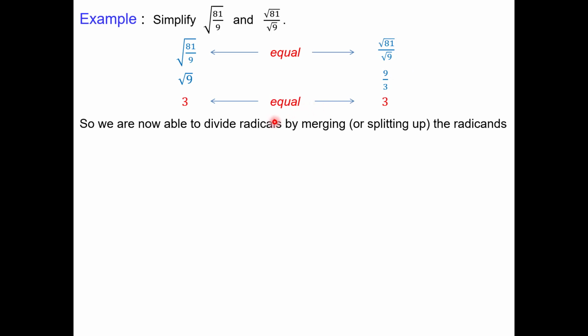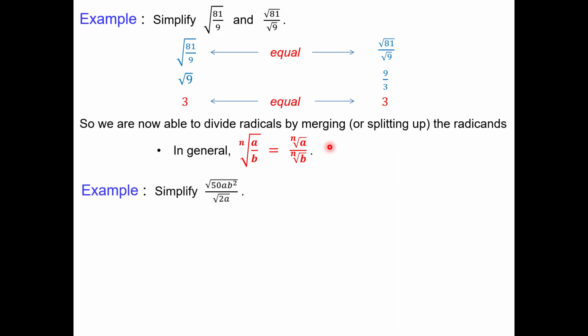So we can divide the same way with radicals. We can split them up. So the nth root of a divided by b can be separated as the nth root of a over the nth root of b. And if we start with them separated, we can combine them like the left side of the equal sign. So let's simplify.